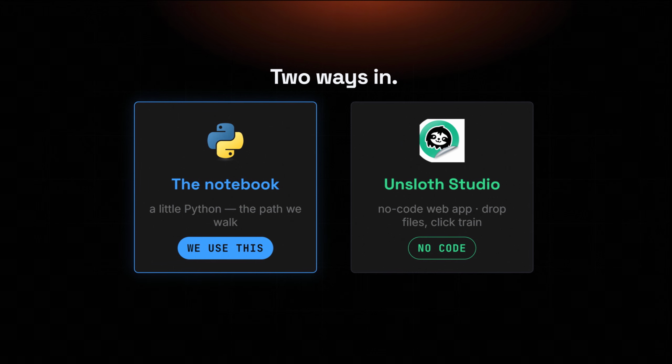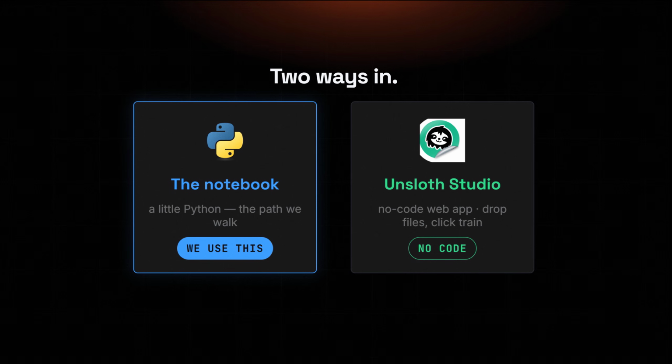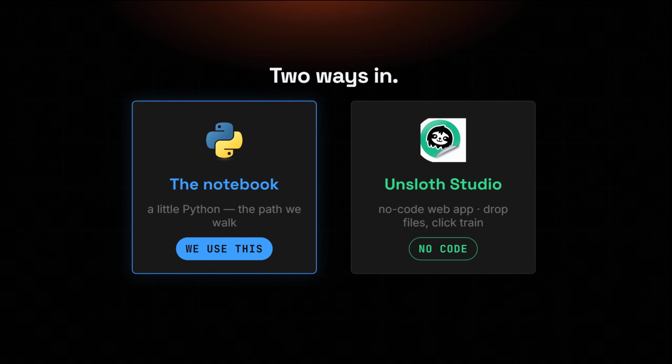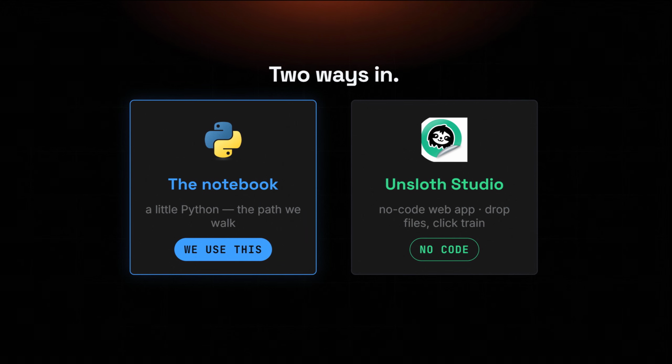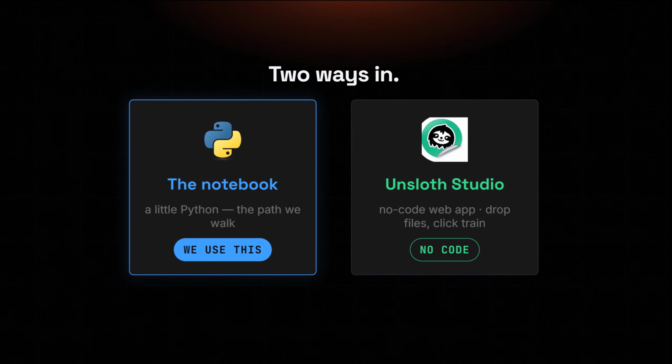It comes 2 ways. There is the notebook, a little Python, the path we will walk, because seeing the code demystifies the whole thing. Or there is Unsloth Studio, a no-code web app that runs the exact same engine in your browser. Drop in files, click train, export a model. If code is not your thing, that is the genuinely easy button.